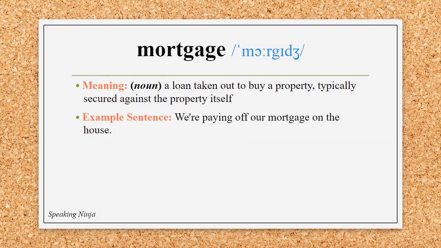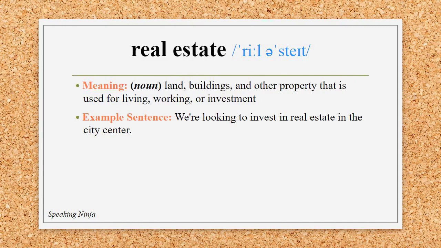Mortgage. A loan taken out to buy a property, typically secured against the property itself. We're paying off our mortgage on the house. Real estate. Land, buildings, and other property that is used for living, working, or investment. We're looking to invest in real estate in the city center.